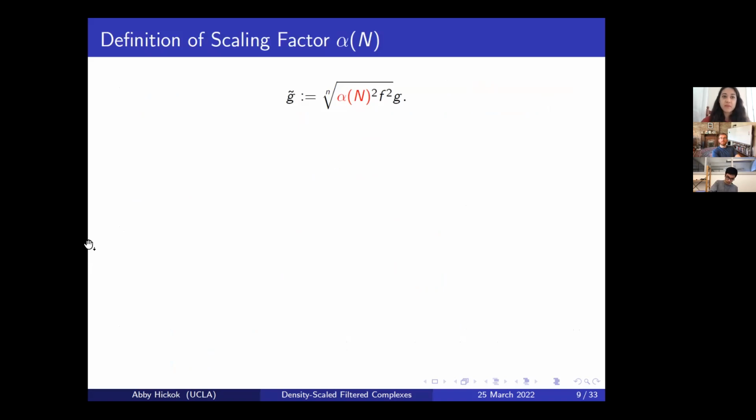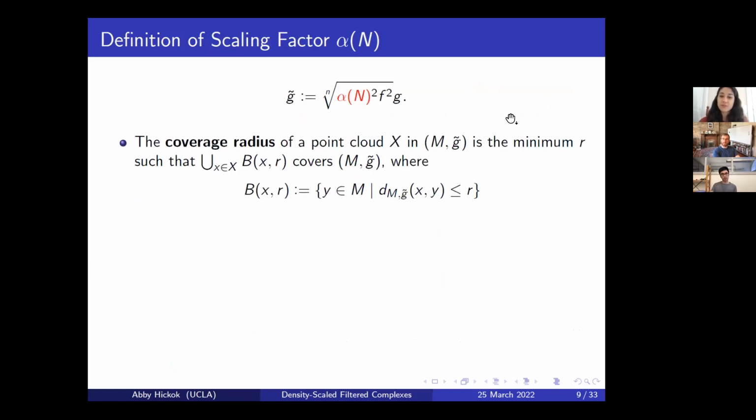The one part of this definition I haven't explained yet is this mysterious scaling factor, alpha n. This can be explained in terms of the coverage radius. Given a point x in the density scaled manifold, the coverage radius is the minimum radius such that balls centered at those points will cover the manifold. And here when I'm talking about balls, I'm talking about geodesic balls in this new metric.